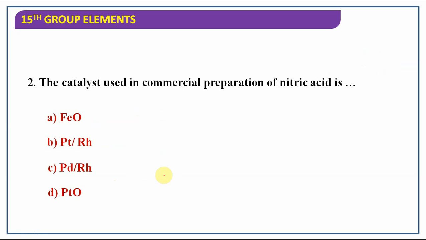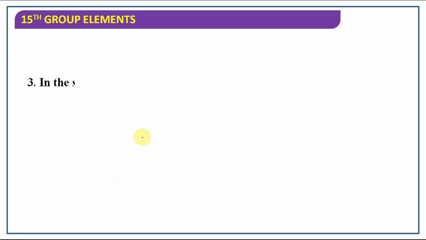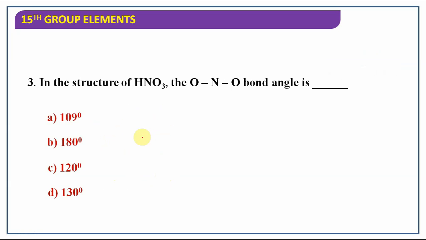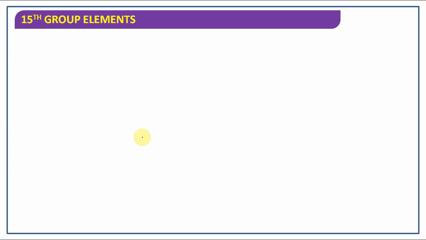The catalyst used in commercial preparation of nitric acid: platinum or rhodium gauze. RH stands for rhodium, a metal gauze. In the structure of HNO3, the ONO bond angle is 130 degree.